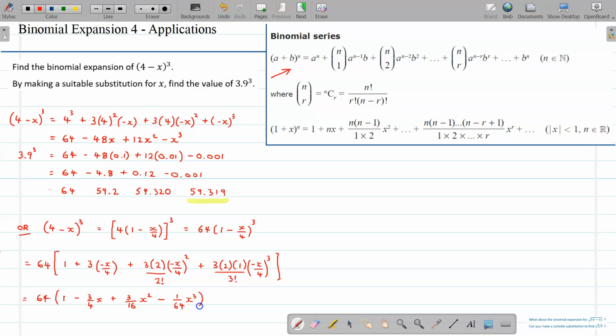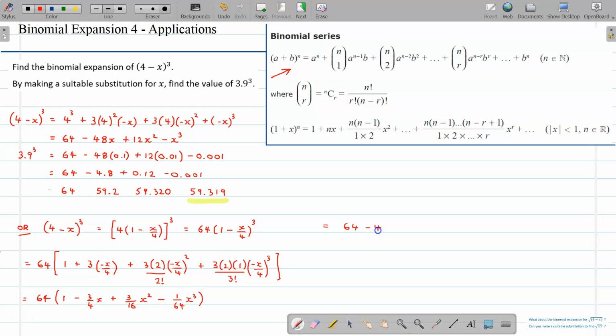Now you could at this point multiply each term in the bracket by the 64 outside. So if I go to the next step, in fact if I go up here, from here, that will give me 64 times 1 minus, now it's 3 lots of 64 over 4, and 64 over 4 of course is 16, so it's going to be 48x.